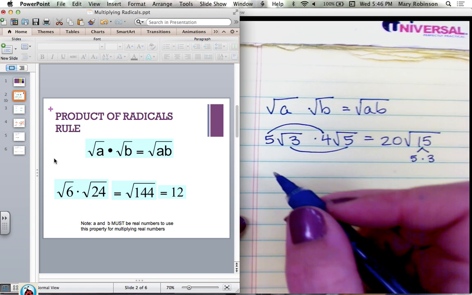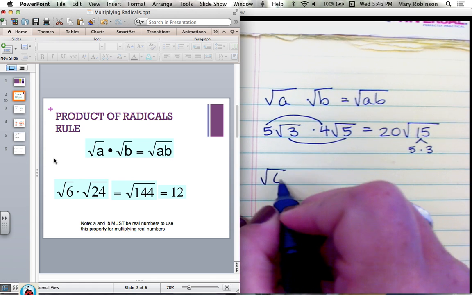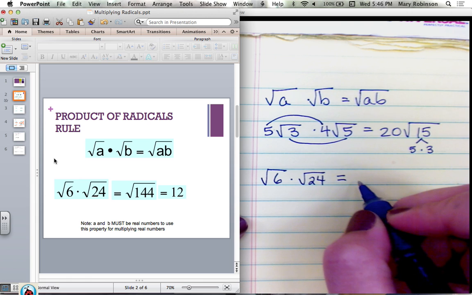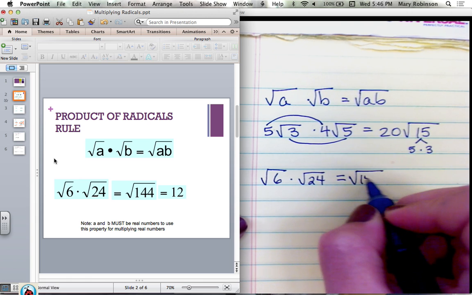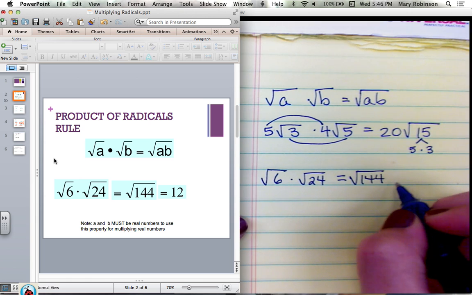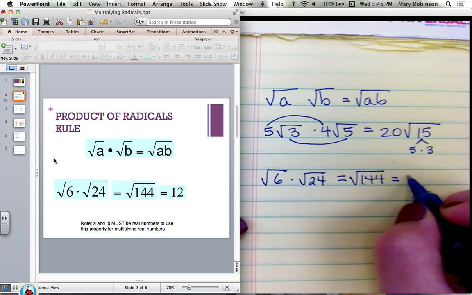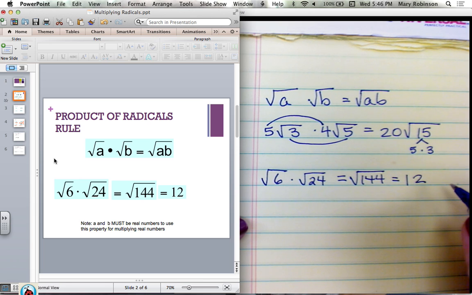The example from the PowerPoint here says that the square root of 6 times the square root of 24 is equal to the square root of 144. Of course, if we get a perfect square, we simply want to have those memorized, so when we come across them, we'll know what the value is, and the square root of 144 is 12.